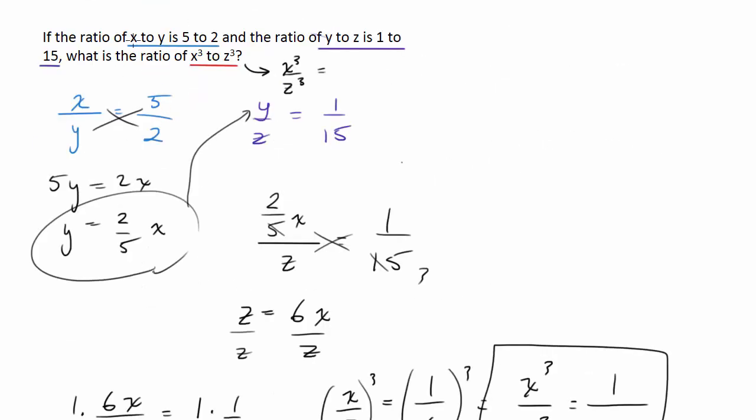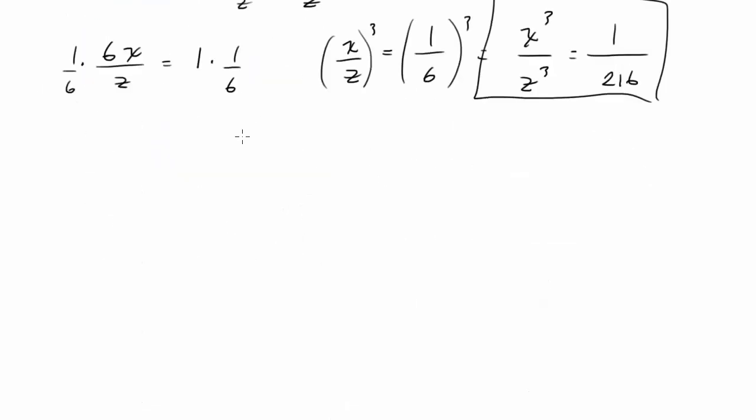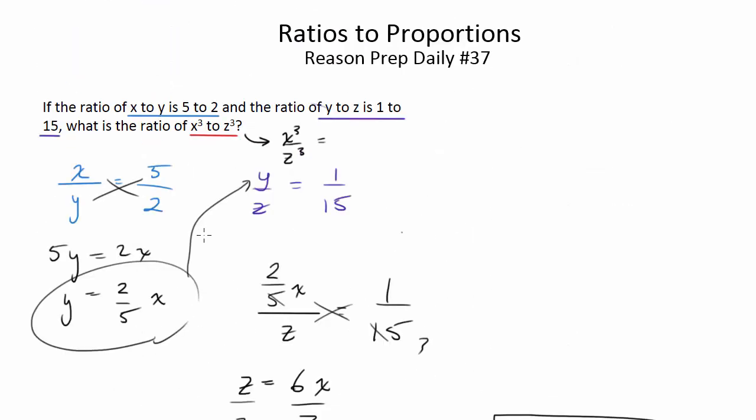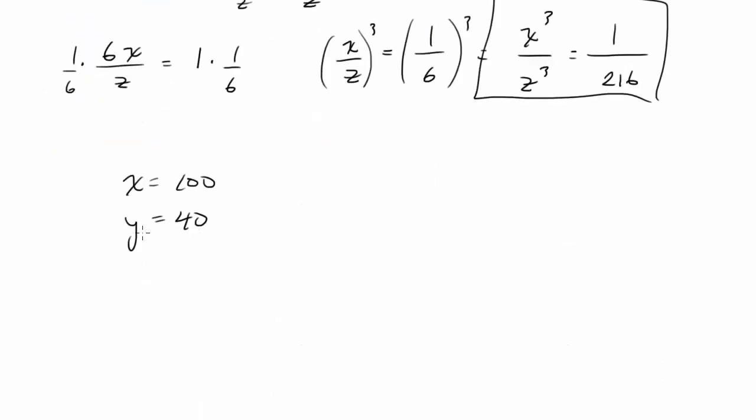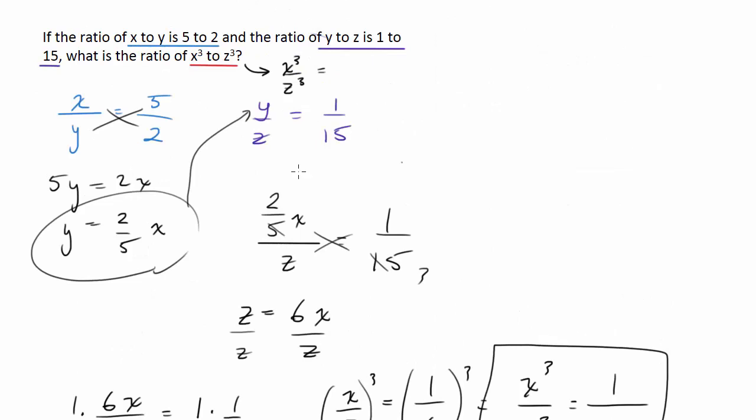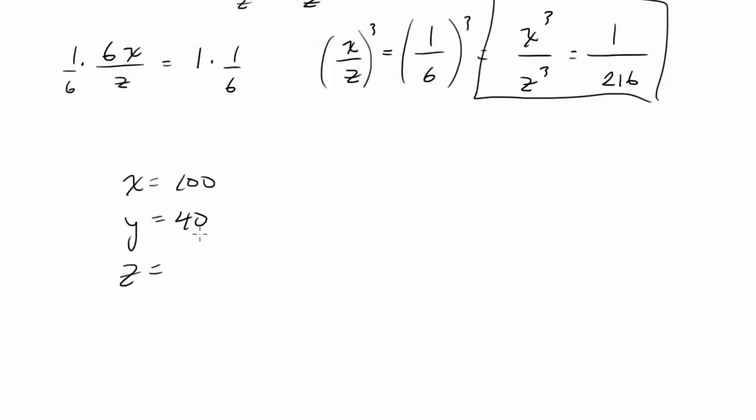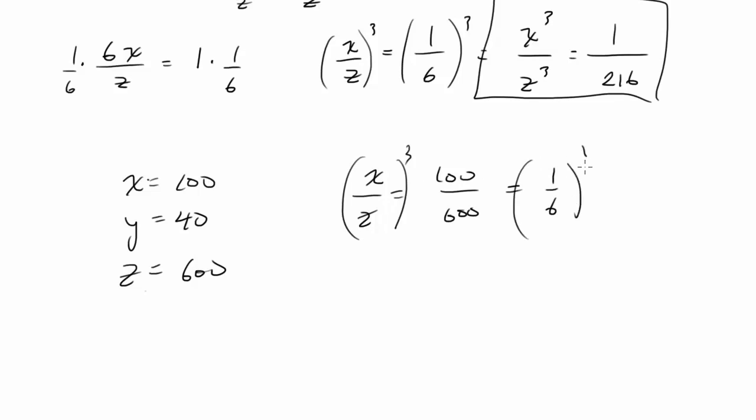So pick two numbers, x and y, with a ratio of 5 to 2. So let's say x equals 100, y equals 40. These numbers are in the ratio of 5 to 2. So y to z would be 1 to 15. So if y is 40, z is going to be 15 times as big as y is. So this would be 600, because 40 times 15 is 600. So now what is x to z? Well, that's just going to be 100 over 600, which is 1/6. And then we proceed as we did before, cube both sides, and we would get the same answer.